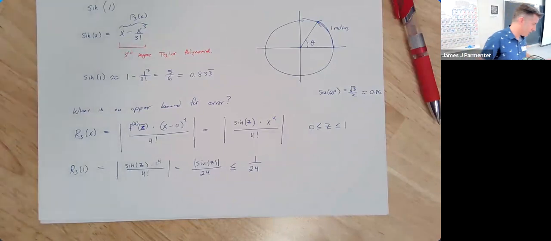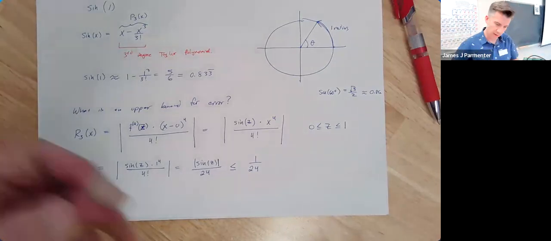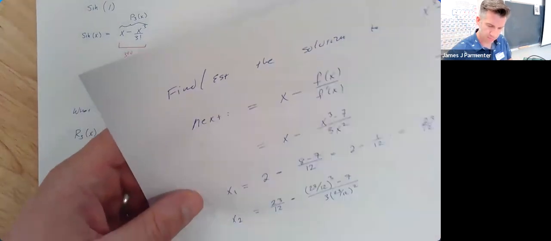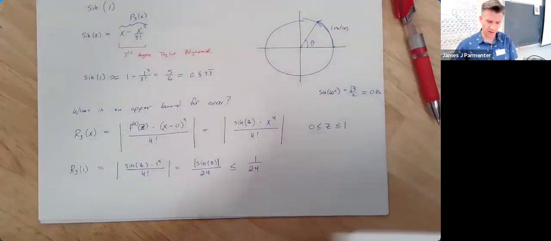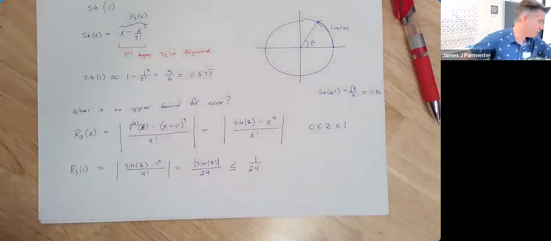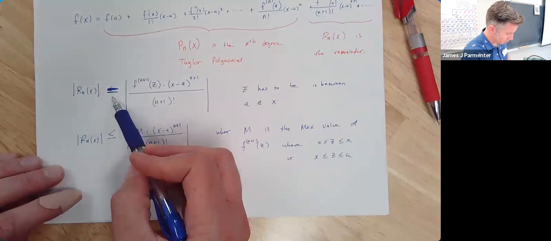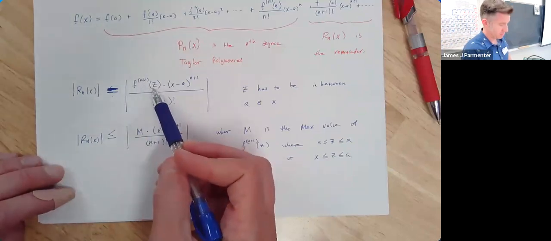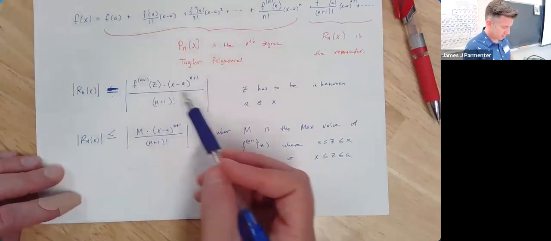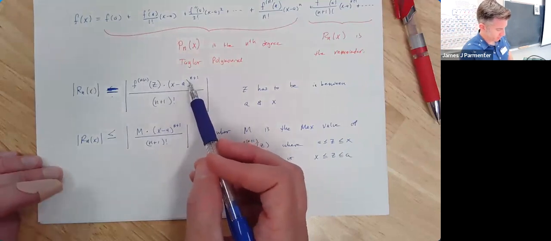So that is the Taylor error formula, which is this one back here. Sorry, it's over here. It's the Rn of x is equal to the next derivative at the unknown place z times x minus a to the n plus 1 over n plus 1 factorial.